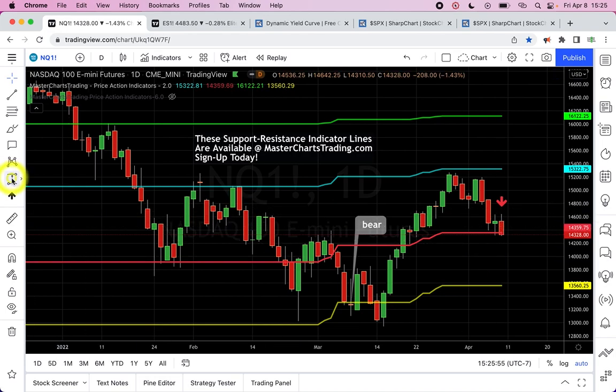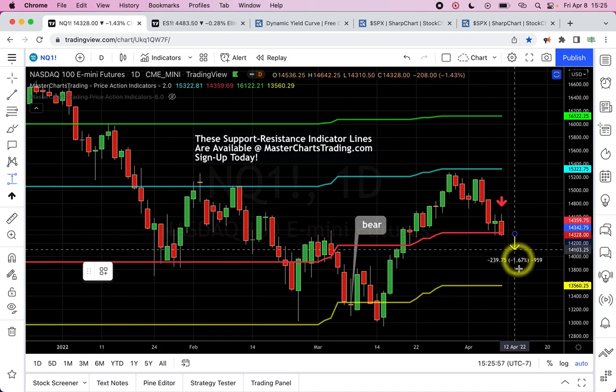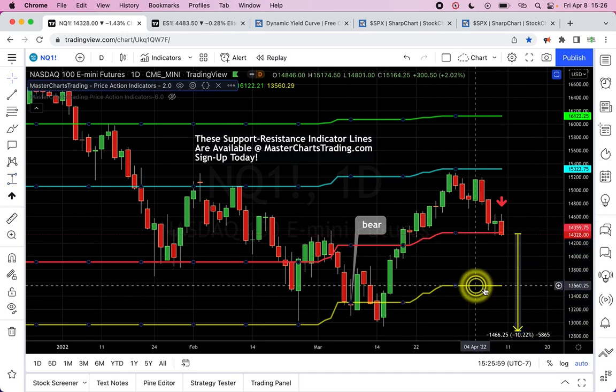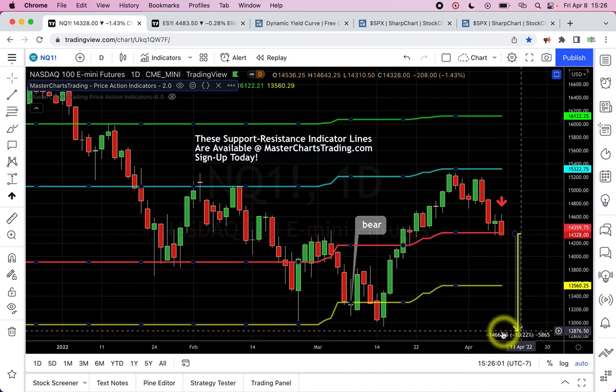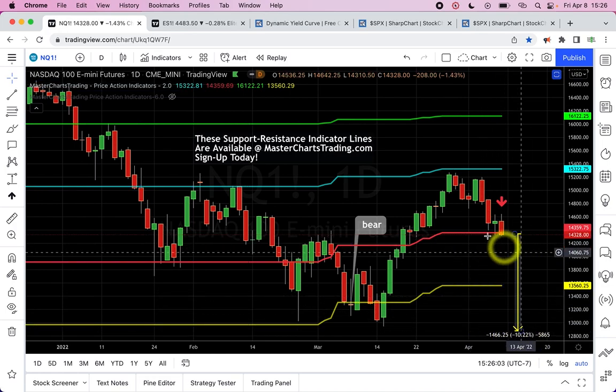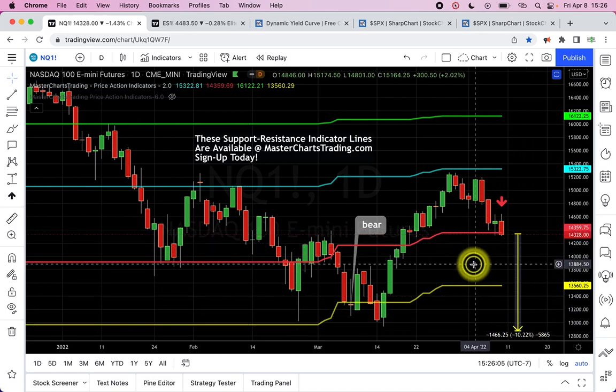Quite possibly we'll retest lows from March. So that's a nice 10% gain. Maybe we'll break those lows if this trade works out.